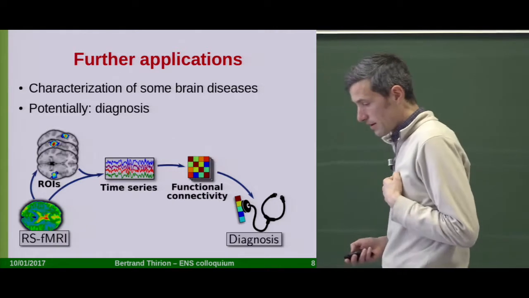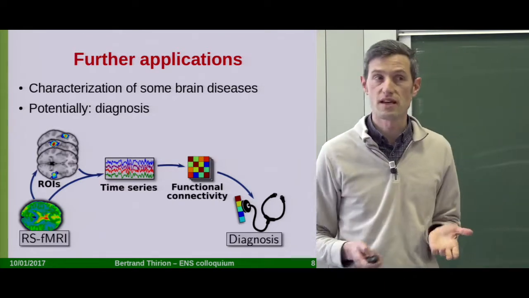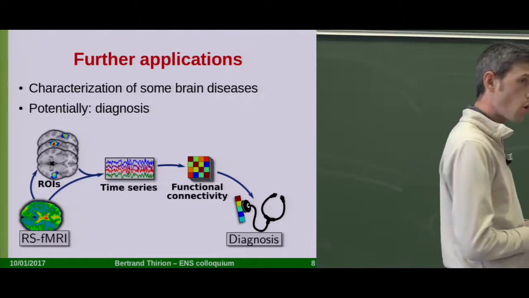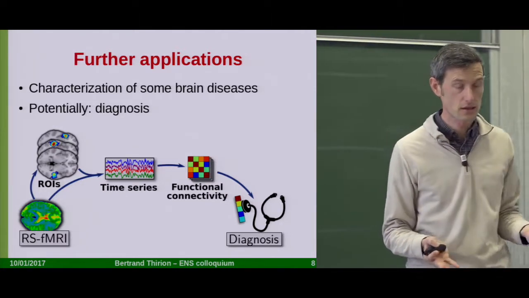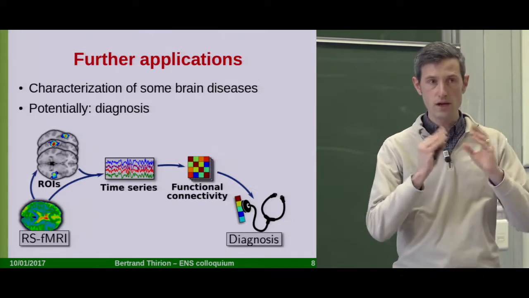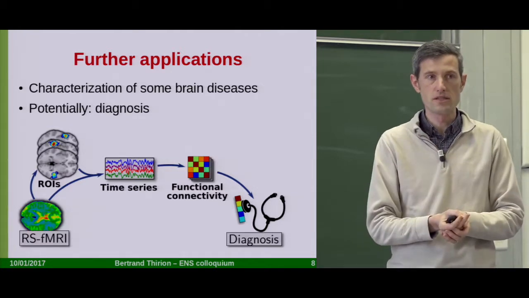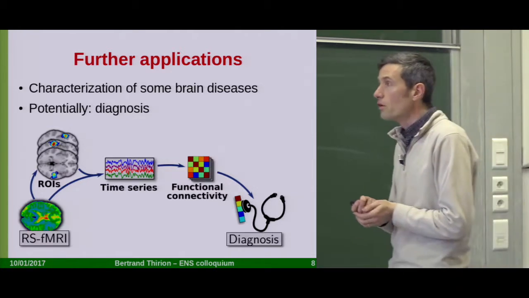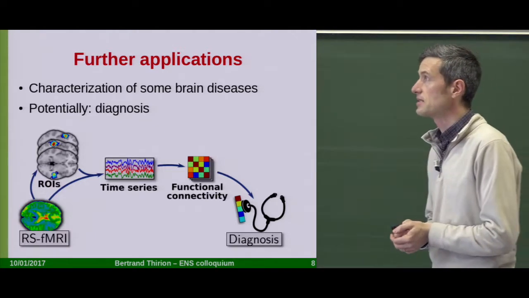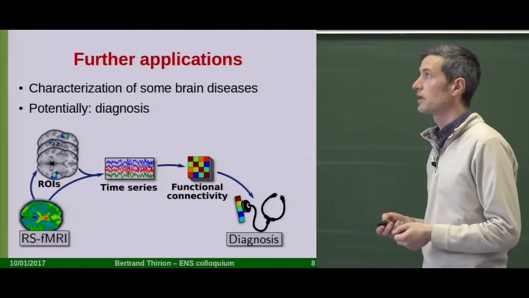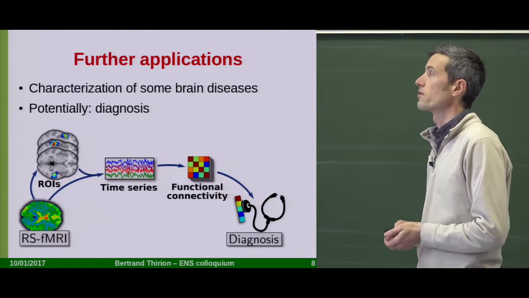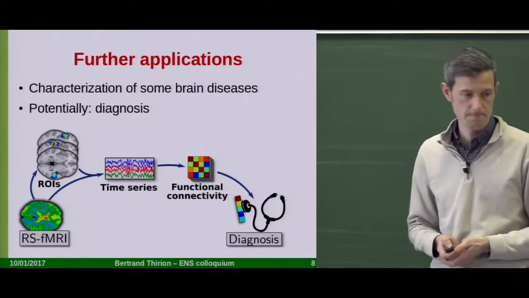Actually, one great thing is that you don't even need to do a task to do this kind of thing. You can perfectly acquire data while the subject is resting in the scanner and simply compute the covariance or the correlation structure of the brain signal. We know that this correlation structure is affected by diseases, and by doing some machine learning on these covariance matrices, we can make some inference on the state of the subject. We can make some diagnosis.